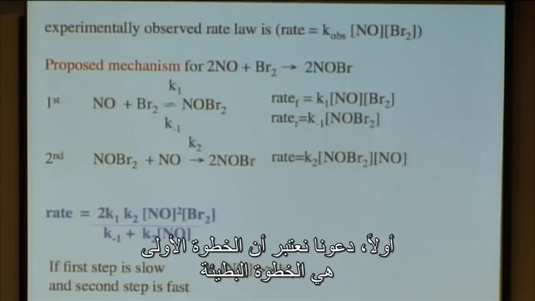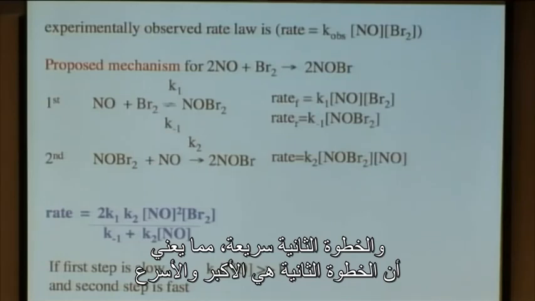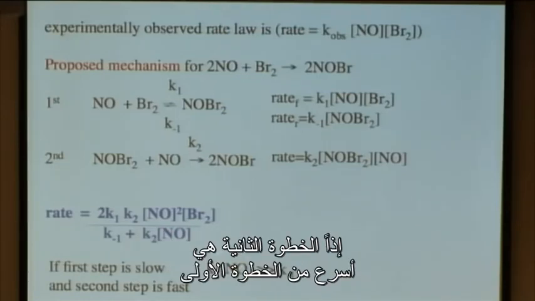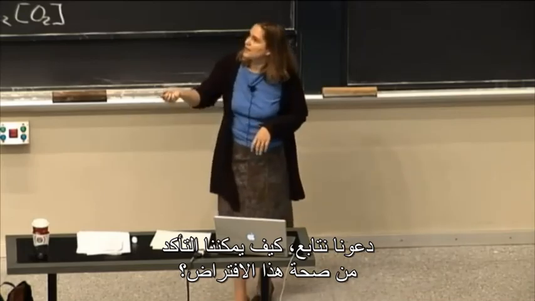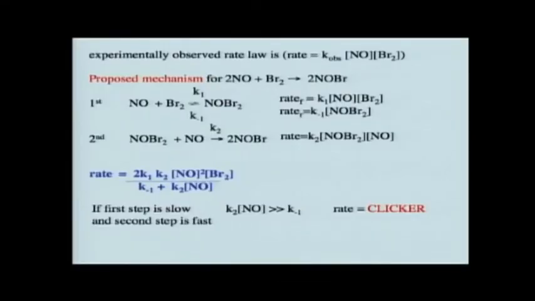So let's first consider if the first step is slow and the second step is fast, which would mean that the second step is bigger, it's faster. That's K2 times NO would be bigger than K minus 1. So the second step then is faster than this. Now why don't you go ahead and tell me how this simplifies if that is true.